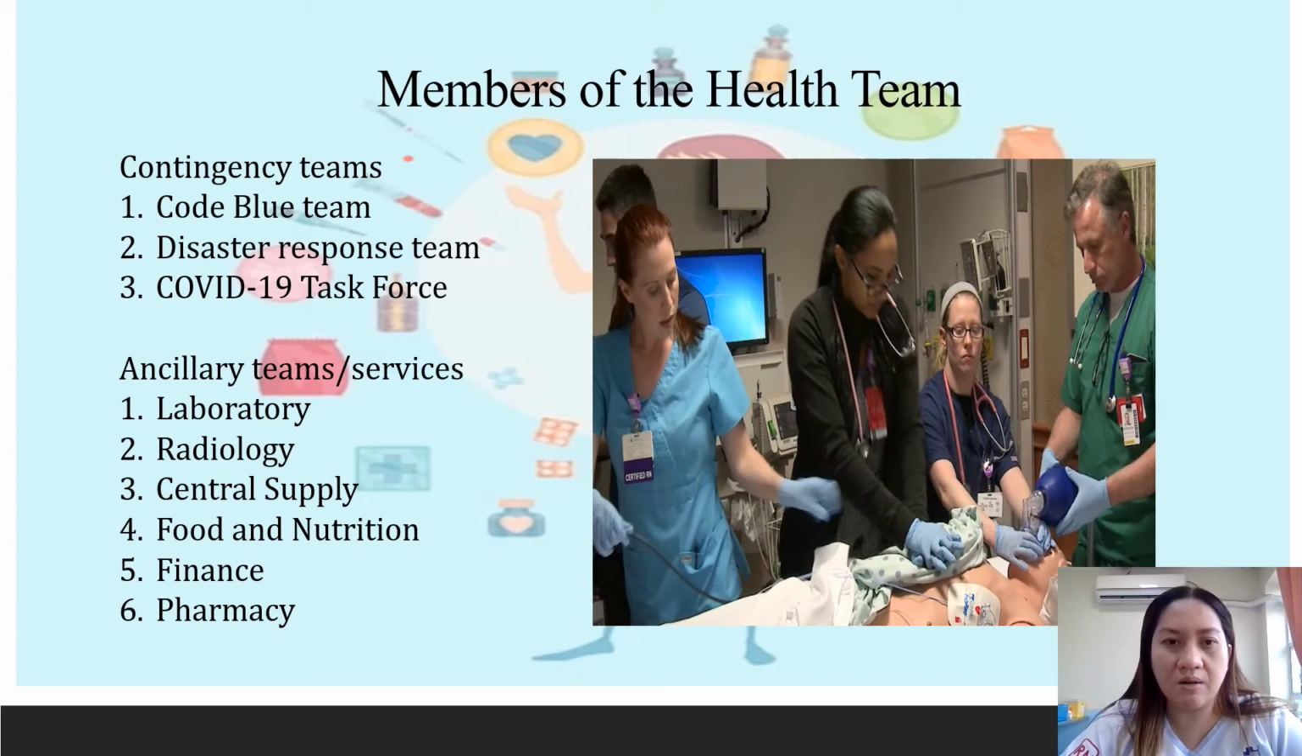We also have the contingency teams. These are teams or committees that are built or organized for a specific function. We have the Code Blue team, the disaster response team, and the COVID-19 task force. When you say Code Blue team, if somebody goes into arrest, this is the team that you will be calling so that they would go to the scene and try to revive the patient. For disaster response, let's say for example there's a fire, an earthquake, or a flood, the disaster response team would activate and try to help out and solve the concerns.